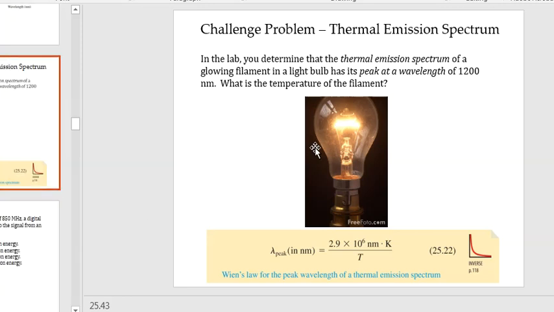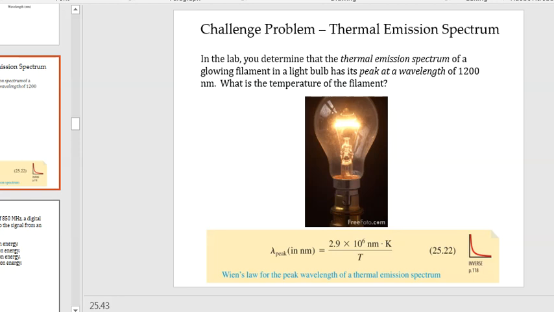In fact, it's not unusual for filaments to be the same temperature as the sun, because if they are at that same temperature, then they're producing a light that is very similar in its spectrum to the sun, which might look kind of natural to us. It also looks a little bit extra bright.